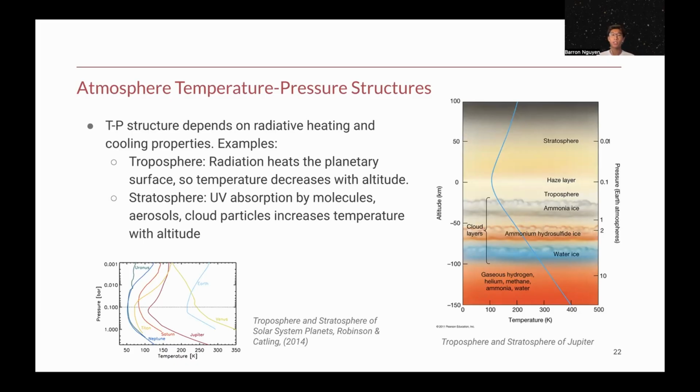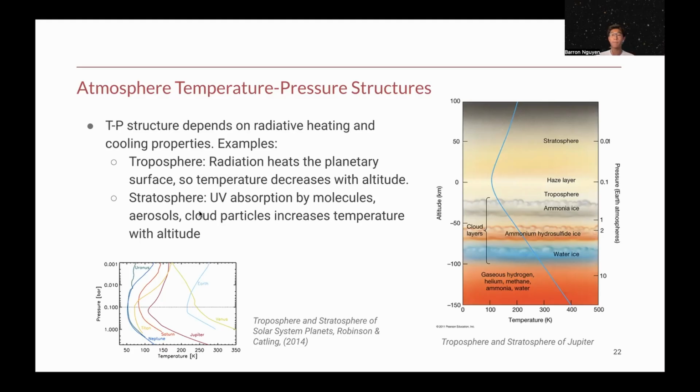So for example, in the troposphere, radiation heats the planetary surface, so we see that temperature decreases with altitude. For example, Mount Everest is much colder than when elevation is zero. So we have a decrease in the troposphere, which is basically that decreasing temperature line. And then, interestingly enough, we have an increase in the temperature once it hits the stratosphere, and that's the transition from the troposphere to the stratosphere. That inflection point is called the tropopause.